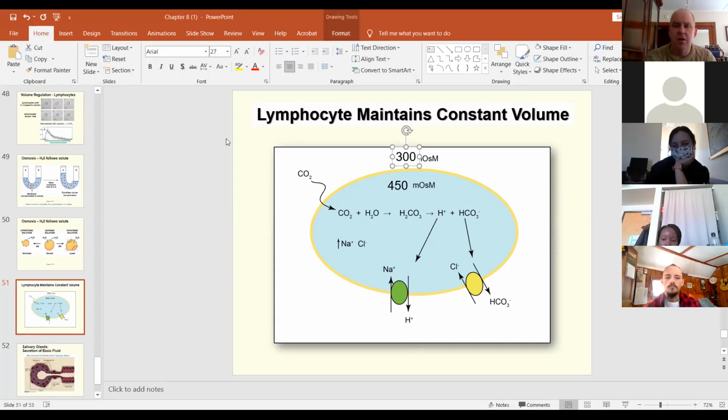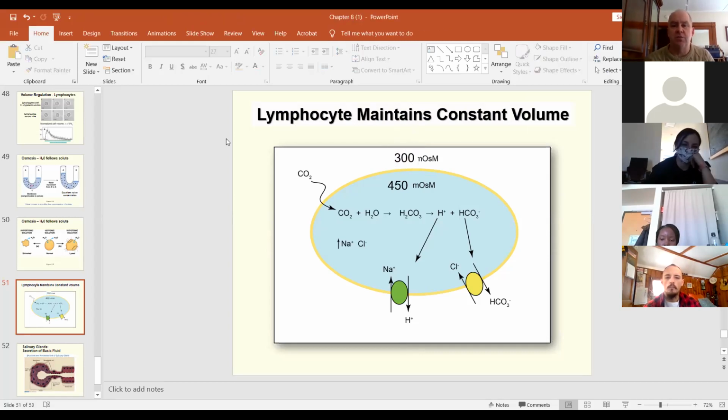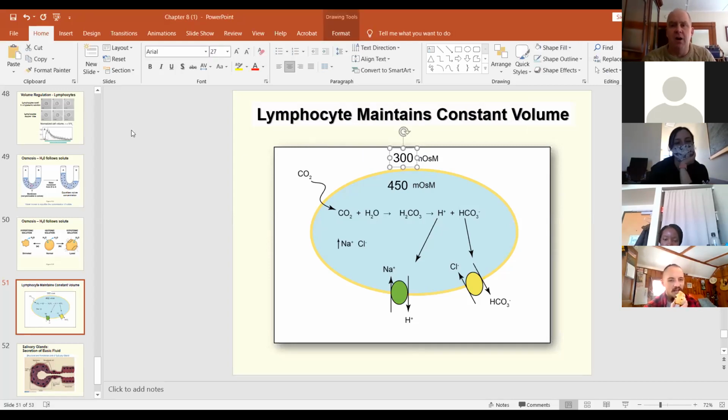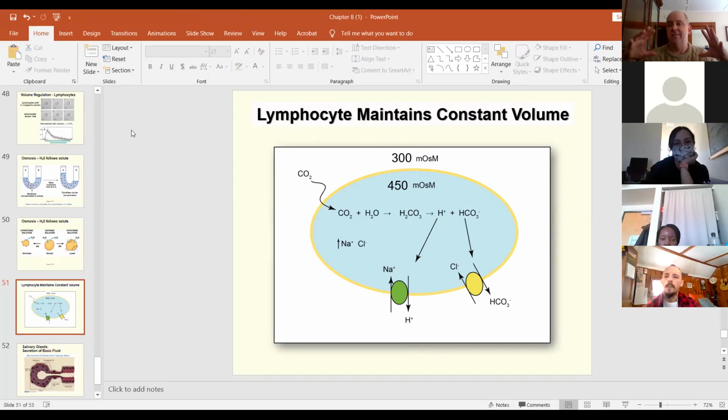Somebody's chatting me. Okay, so now we take this lymphocyte that just got used to 450 milliosmol. We put it back in what should be isotonic, but now compared to what it's used to, it's hypotonic, right? So water is going to come in to dilute that to 300. The cell is going to swell up. Again, the cell doesn't want to be this huge size. So what does it do?